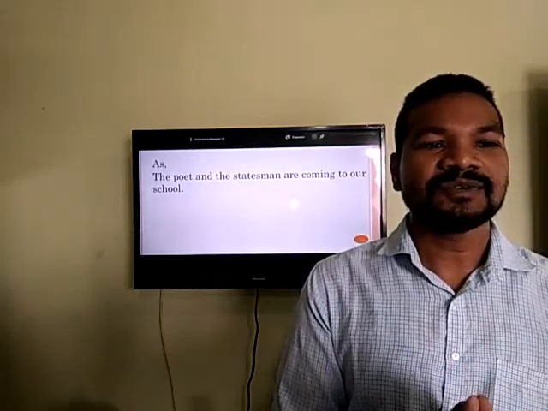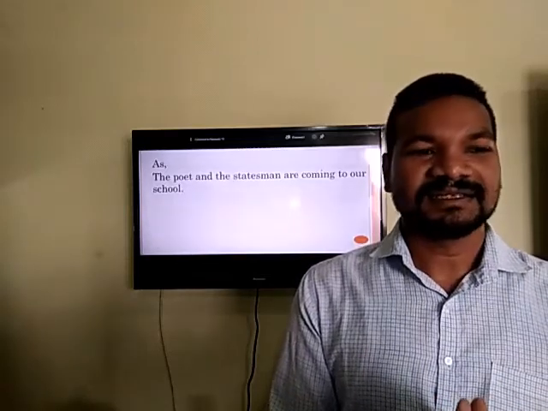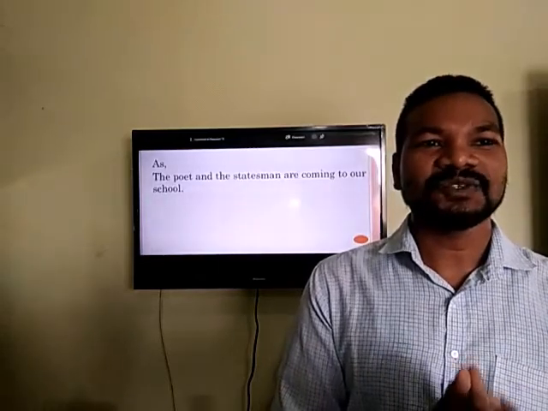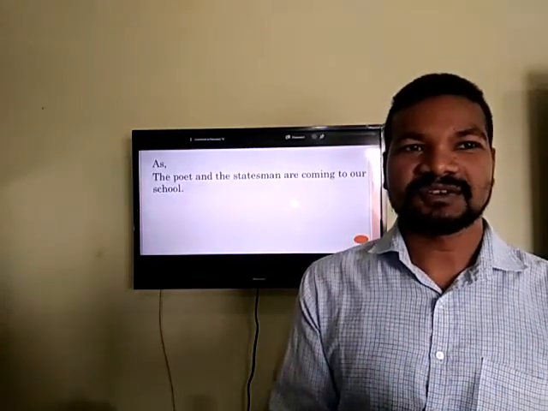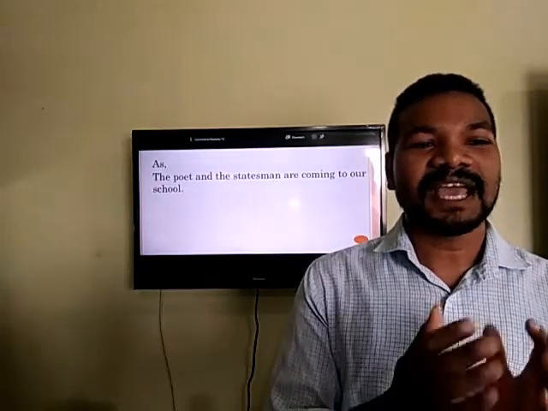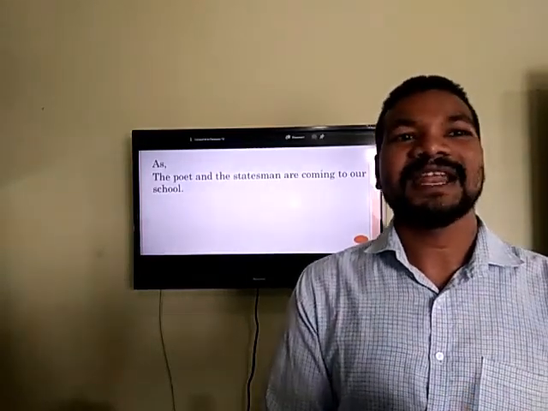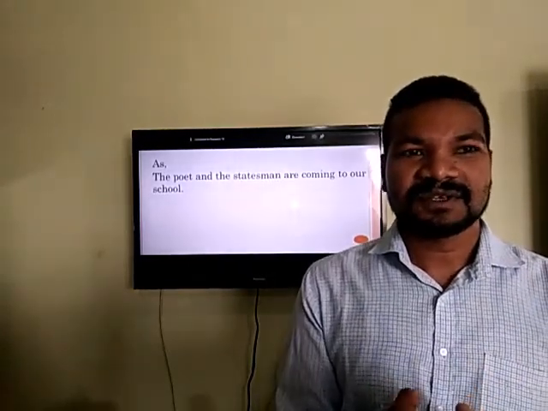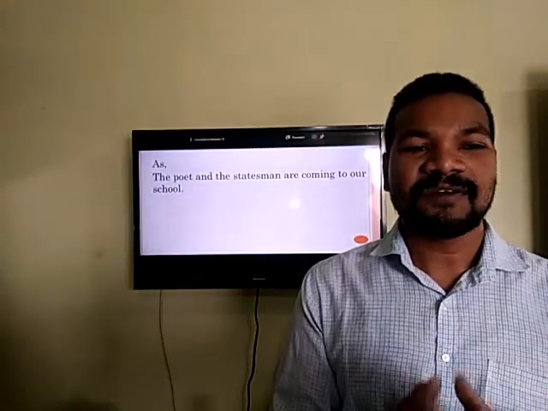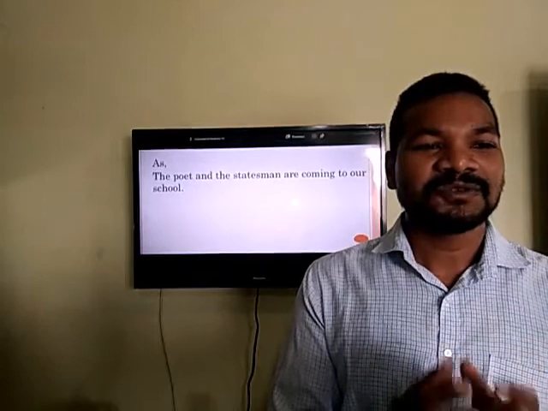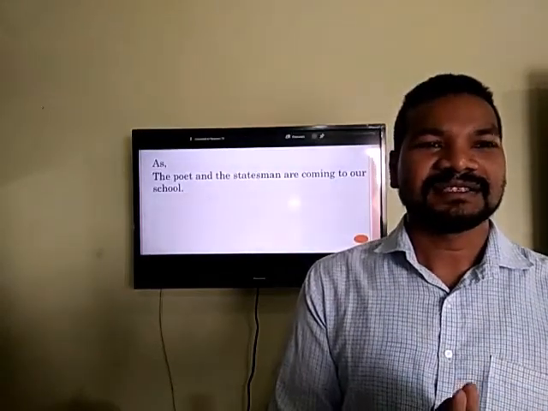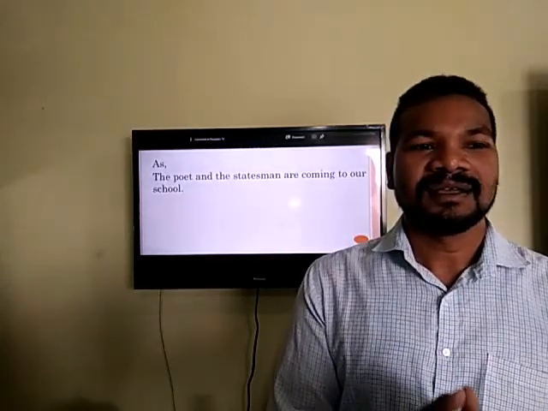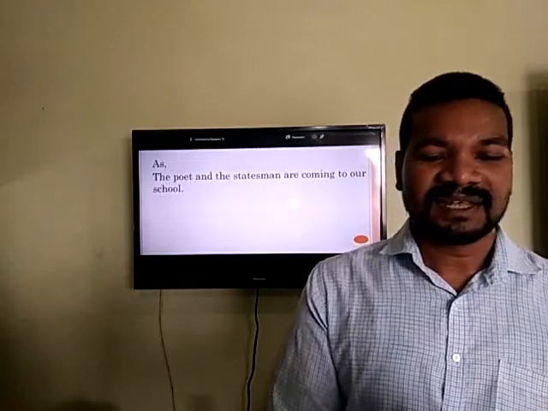So here we have used two definite articles, the poet, the statesman. So it is referring to two different persons, not a single person. If we had used only one definite article, then it would refer to a single person. So therefore, don't be confused: whenever you are writing two definite articles, you need to put the plural verb are. Now let's see the other exception.